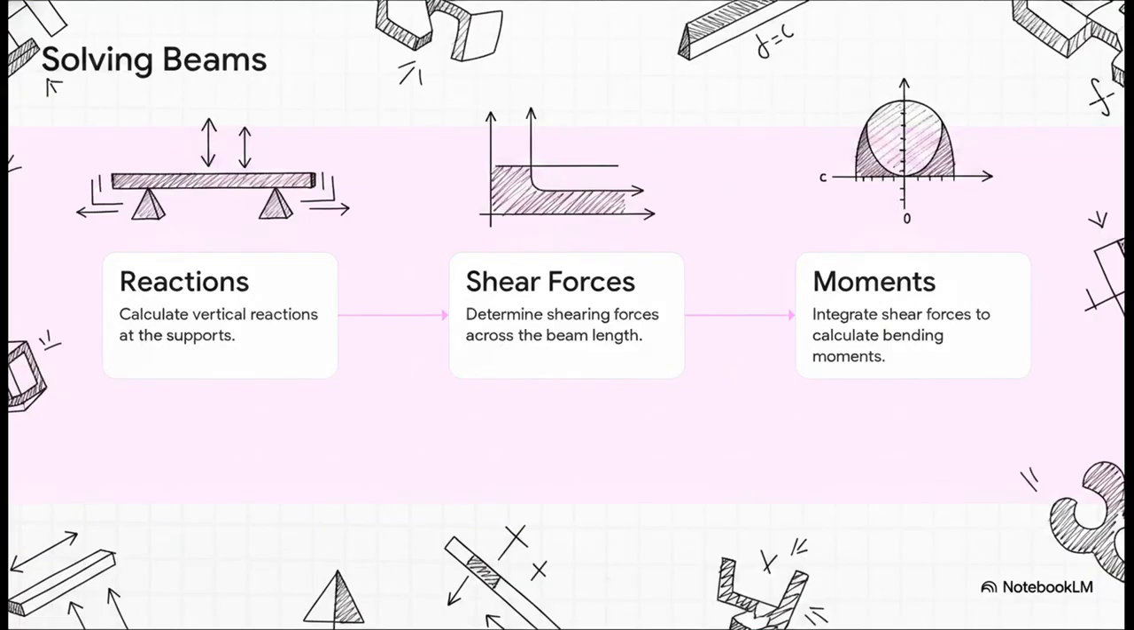When you are tasked with solving a simply supported beam problem, you just follow this highly repeatable 3-step engineering walkthrough. Step 1. Use statical equilibrium to calculate the vertical reactions at your supports. Step 2. Use those reactions and your external loads to determine the shearing forces across the length of the beam. Step 3. Integrate those shearing forces by finding the area under the curve to calculate your bending moments. Master this process and you can solve almost any basic beam out there.